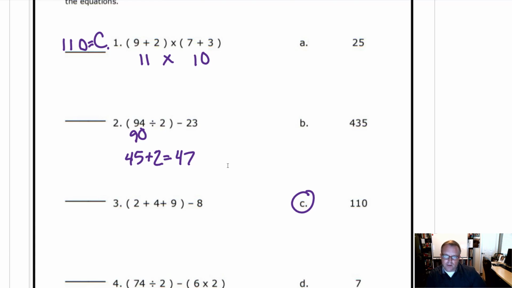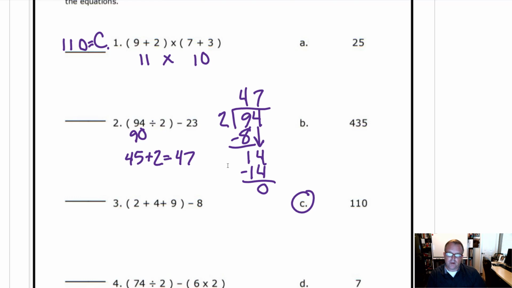Well, what if I don't know how to do it that way? Okay, if you can't do it in your head the way I just did, let's write the problem. How many 2's can we get out of the 9? We could get 4 of those. 4 times 2 equals 8. Now we have to subtract. 9 minus 8 equals 1. Bring down the 4, and we have 14. And now how many 2's are in 14? We know that's 7. 7 times 2 equals 14. Subtract, and we have a 0 remainder. Cool. So we agree here. All right, so this part is 47.